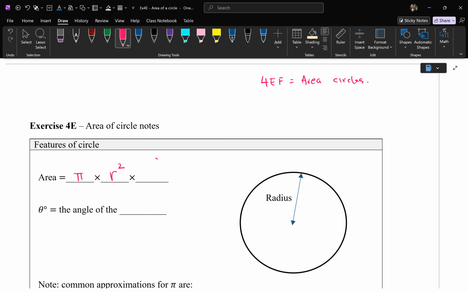And then the leftover bit, same thing again. Theta over 360. So that's the portion that belongs to the part of a circle.